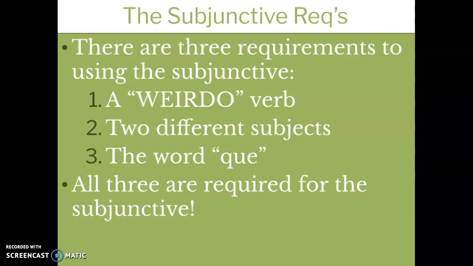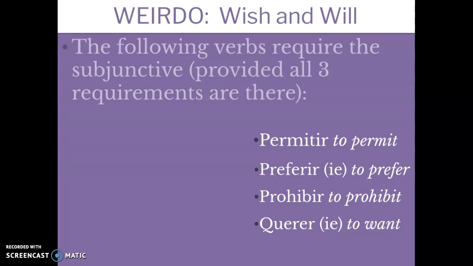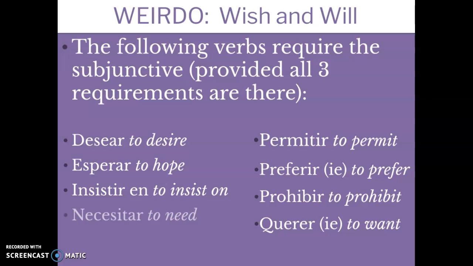So now we are going to start off with the W. We are going to look at some wish and will verbs. So you guys have this in your notes. What I want you guys to do is to copy down the Spanish. So we're going to start with desear, means to desire. Esperar means to hope. Insistir en is to insist on. Necesitar means to need.